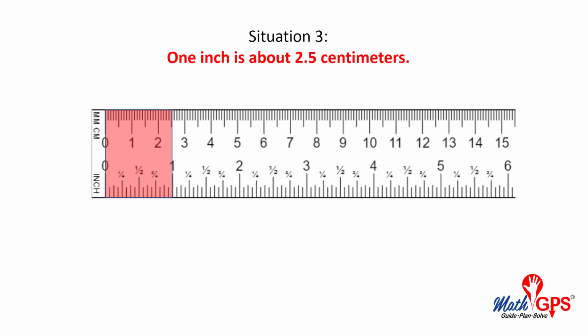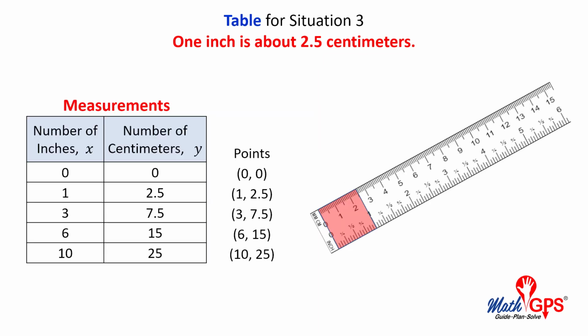Situation 3. 1 inch is about 2 5/10 centimeters. Using this information, we can create a table of measurements. The number of inches, x, the number of centimeters, y. We'll use the 2 5/10 information as our slope or rate of change. 0 inches times 2.5 equals 0 centimeters. However, 1 inch times 2 5/10 gives us 2 5/10 centimeters. If we take 6 inches and multiply it times 2 5/10, we determine a measurement of 15 centimeters, and so forth.